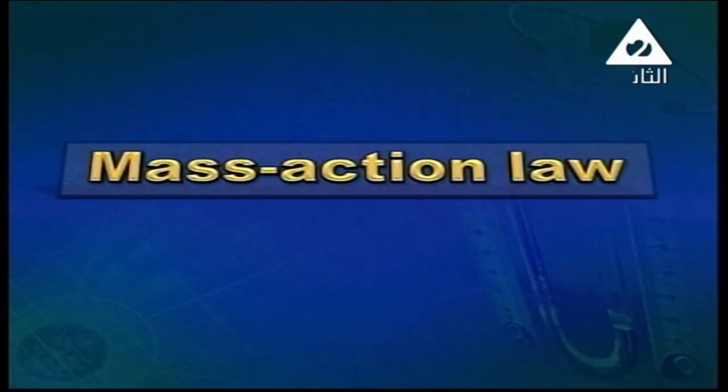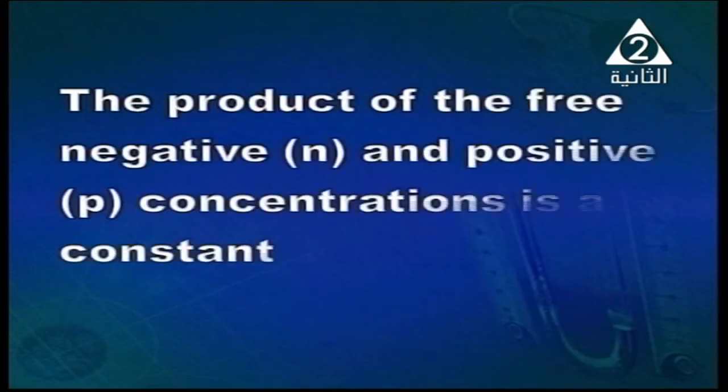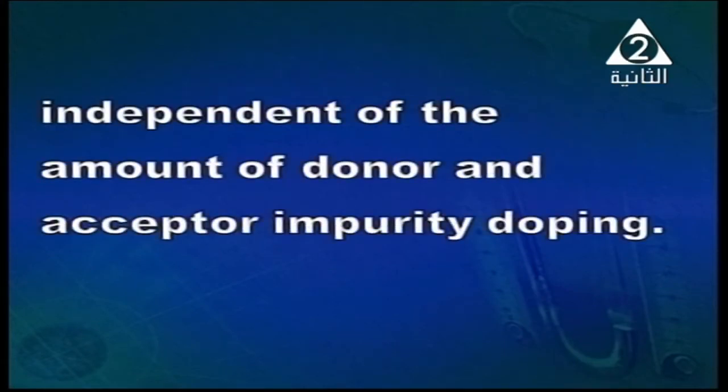And now we've got the mass action law, and it is very important. Under thermal equilibrium, what happens? The product of the free negative and positive concentration is a constant. The product of small n and p is a constant, independent of the amount of donor and acceptor impurity doping.